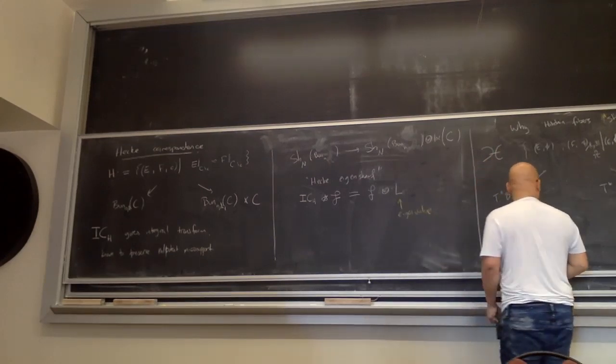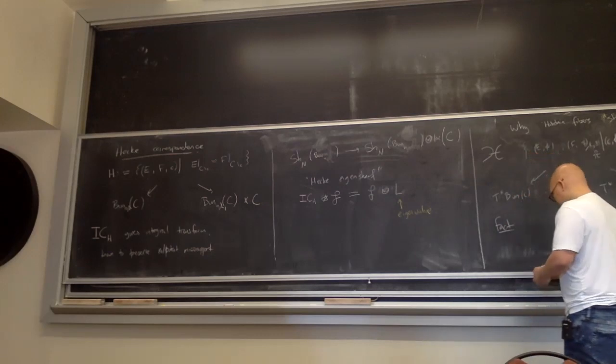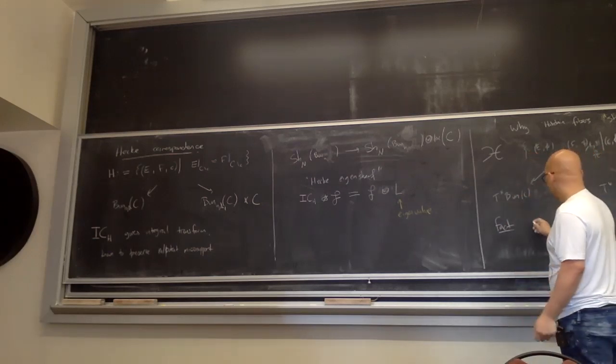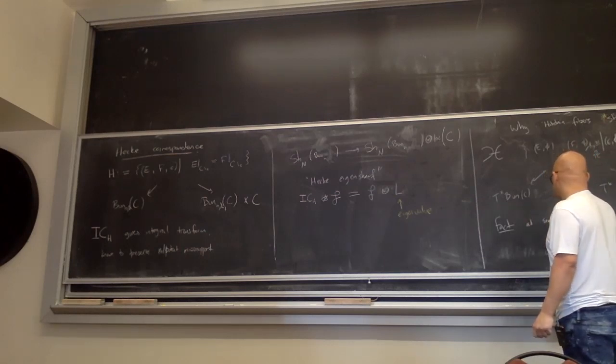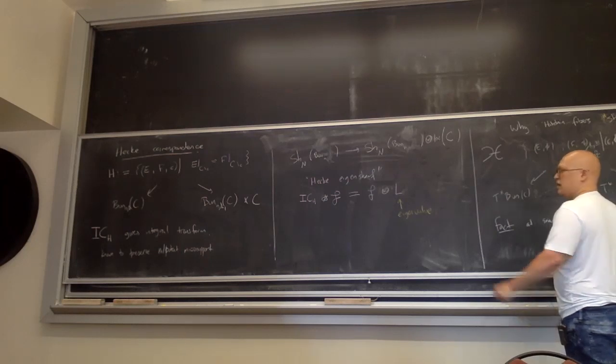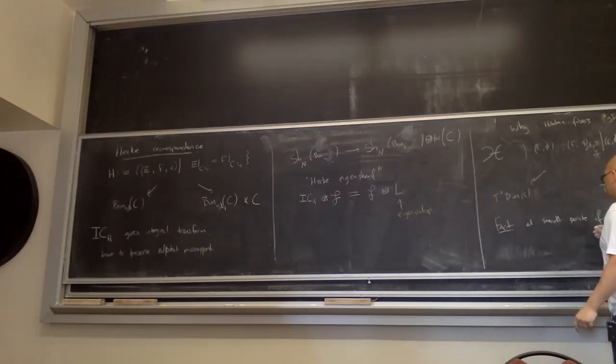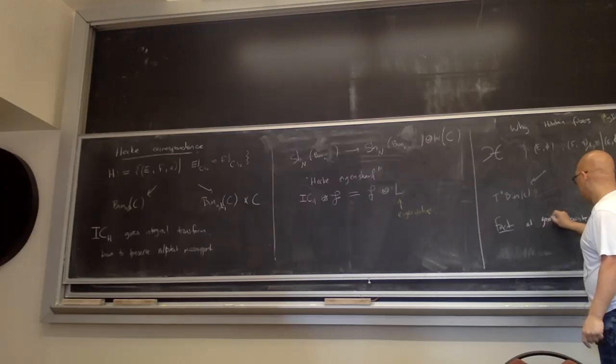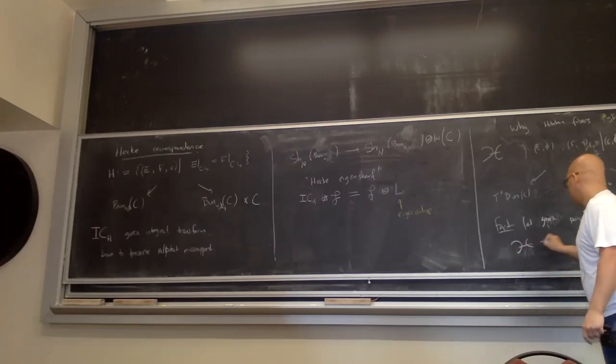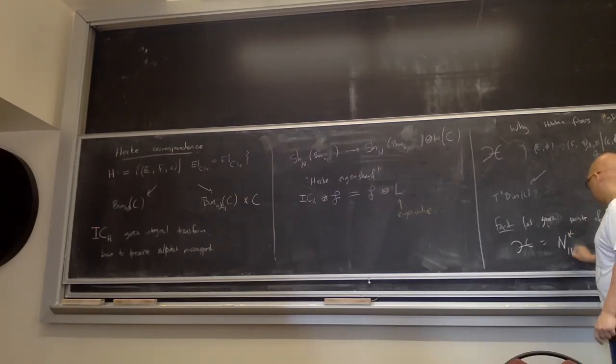Let's call this a script H. And some kind of fact, which is again some kind of deformation theory calculation, is that at least at smooth points, let's just say generic points of H, this script H is the co-normal bundle to H in this cotangent bundle of Bun_{n,d} times Bun_{n,d+1} times C. So this is some classical fact that actually I don't know where to read, but it's some classical fact.